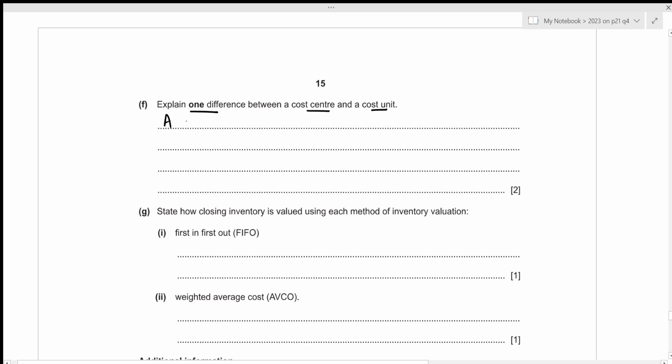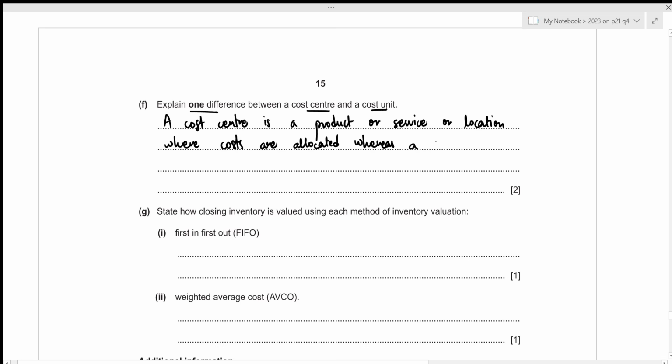Let's write it down. So a cost center is a product or service or location where costs are allocated, whereas a cost unit is a unit of output to which costs can be charged. That's the sixth part. Let's move towards the seventh one.